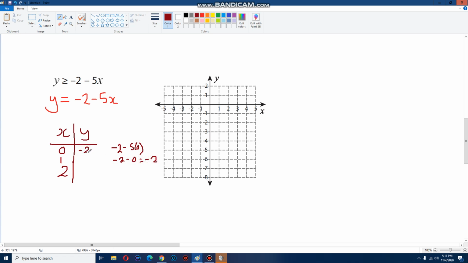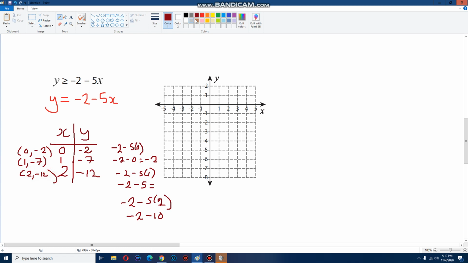And here's my first coordinate point. Now when x is 1, minus 2 minus 5 times 1, well, minus 5 times 1 is minus 5, so that's how it's going to be, and minus 2 minus 5 is minus 7. Here's my second coordinate point. And finally, my last one, minus 2 minus 5 multiplied by 2. And of course, that's going to be minus 2 minus 10. And minus 2 minus 10 is minus 12. And there we go. We got our 3 coordinate points. Again, you don't need 3. You can use 2, but it's always good to have 3.